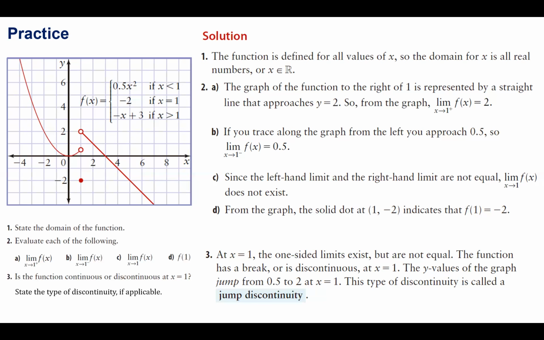Okay, question 3. At x equals 1, the one-sided limits exist, but are not equal. The function has a break or is discontinuous. At x equals 1, the y values of the graph jump from 0.5 to 2, right? Therefore, this type of discontinuity is called a jump discontinuity. Understand? Any questions?